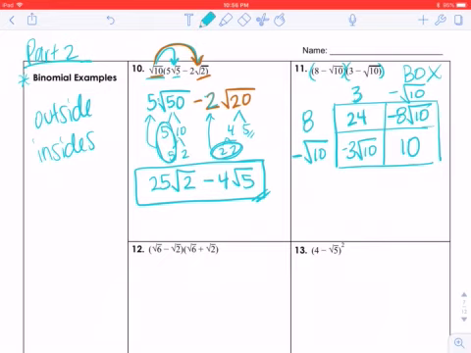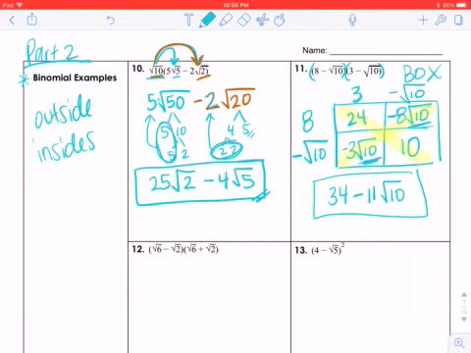So I'm going to combine my like terms here. So I see that these are like terms right there. So 24 and 10 make 34. And then I also see that these are like terms because they both have the square root of 10. So negative 3 and negative 8 make negative 11 square root 10.